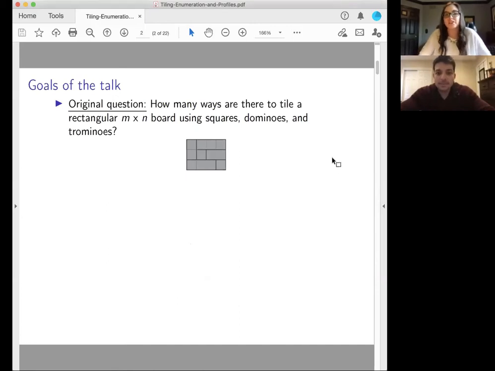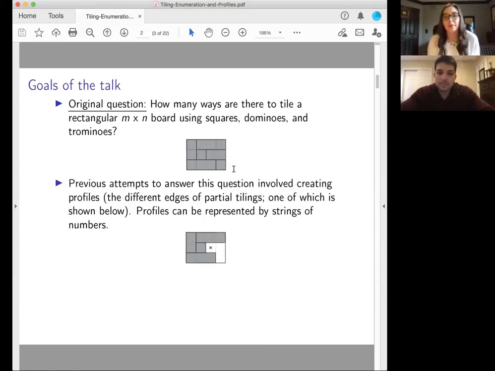So our original question that we began our research project with was to understand how many different ways there are to tile a rectangular n by n board using squares, dominoes, and trominoes. And so in the example below, it's a 3x4 board, and it uses a variety of squares, dominoes, and trominoes.